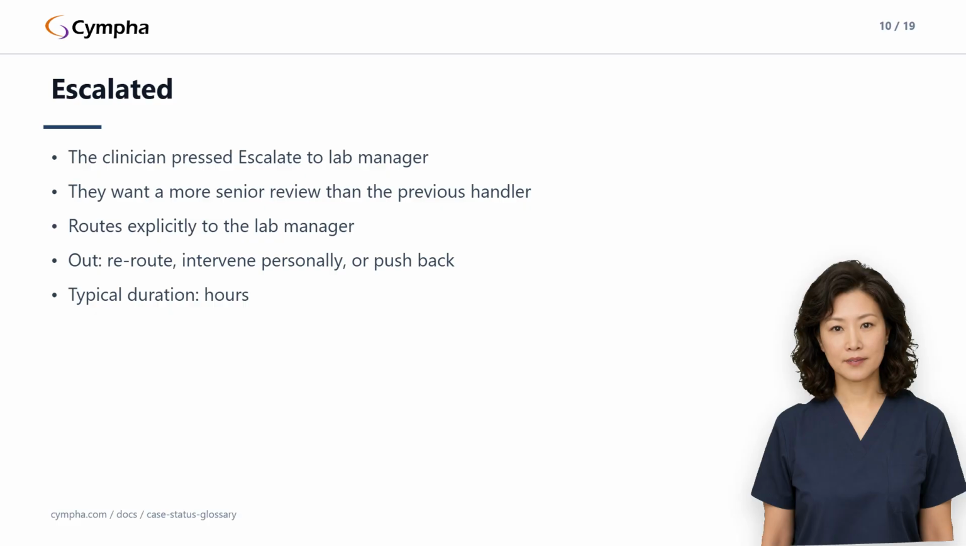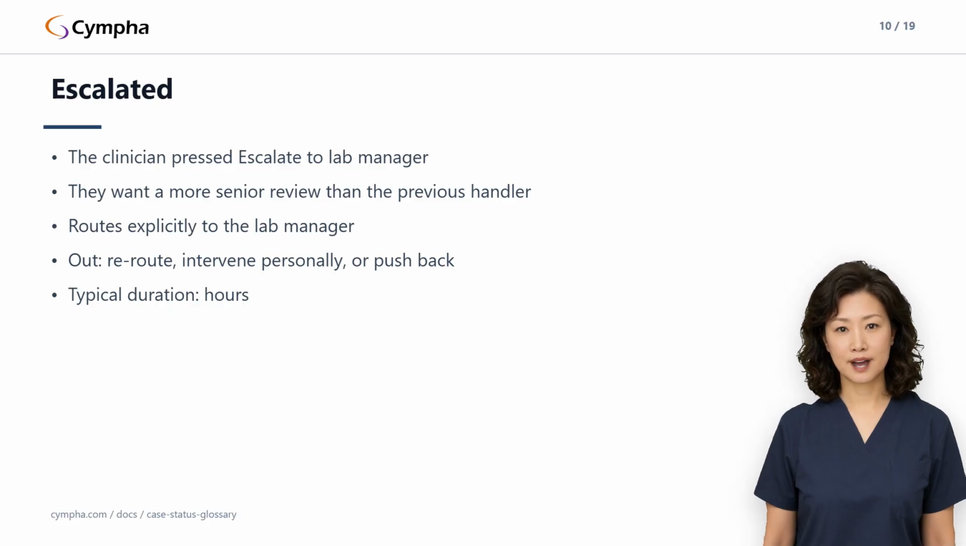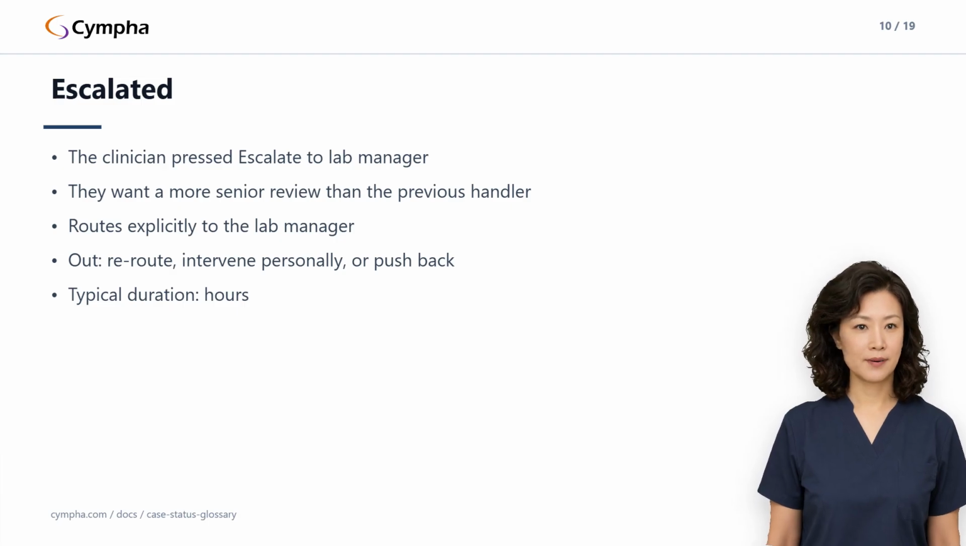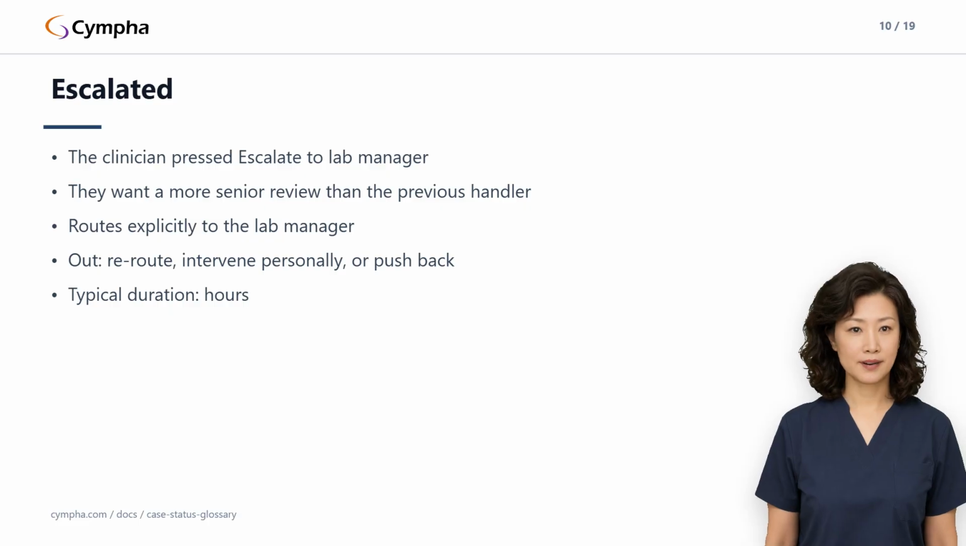Escalated is the second of the two, and it's different in kind. The clinician pressed escalate to lab manager on the approval page, which says something quite specific. They want a more senior review than the previous handler gave them. So this status doesn't route by history, it routes explicitly to the lab manager, every time.